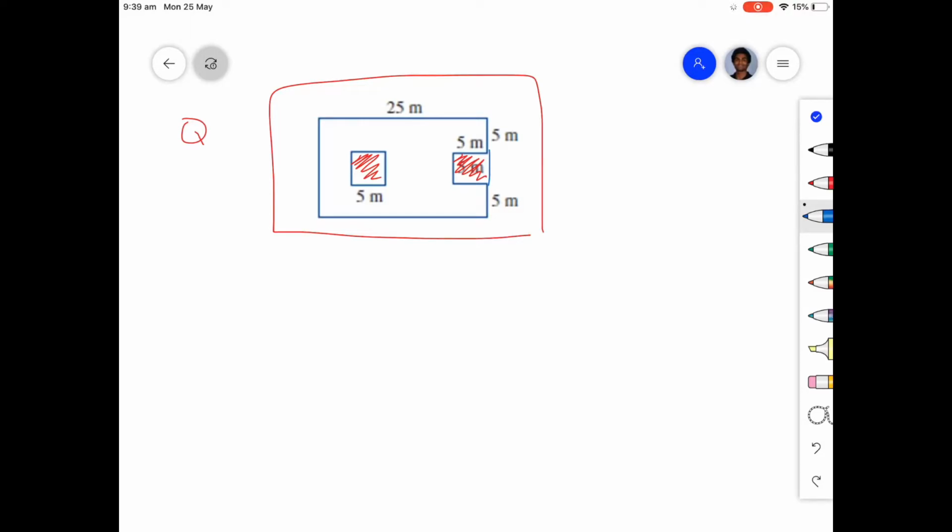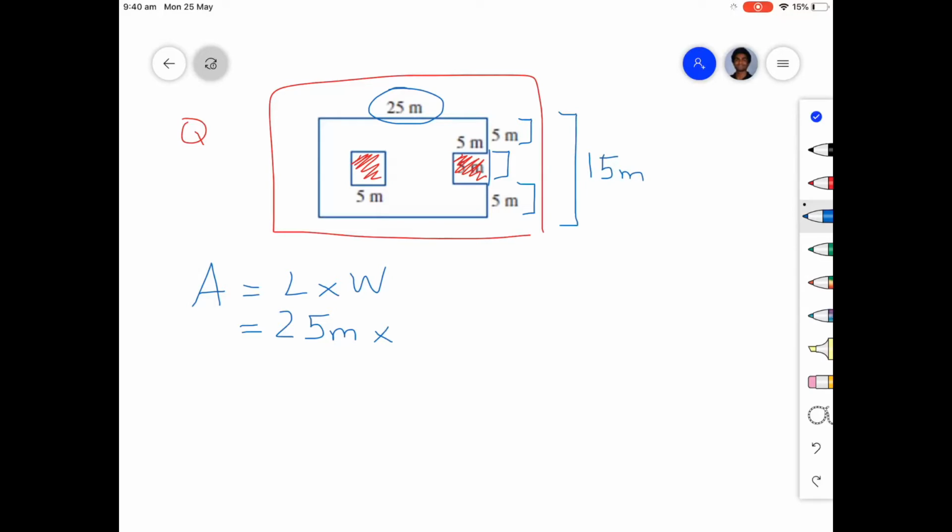So the first thing we'll do is calculate the area of the rectangle in total. So we use our formula for the area of a rectangle, which is length times width. Looking at our diagram, we know the length of this rectangle is 25 meters. And the width, once again, is broken up into these 3 sections here. So we have 5 meters, another 5 meters, and another 5 meters. So in total, we have 15 meters for the width. So it will be 25 meters times 15 meters. So in total, the area of that whole rectangle is 375 meters squared.